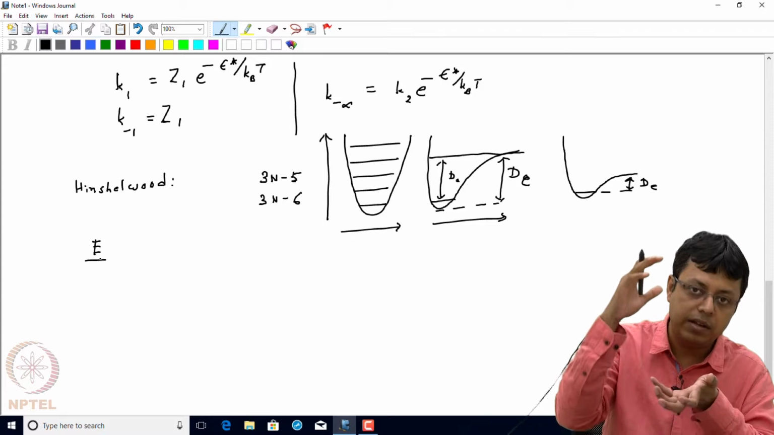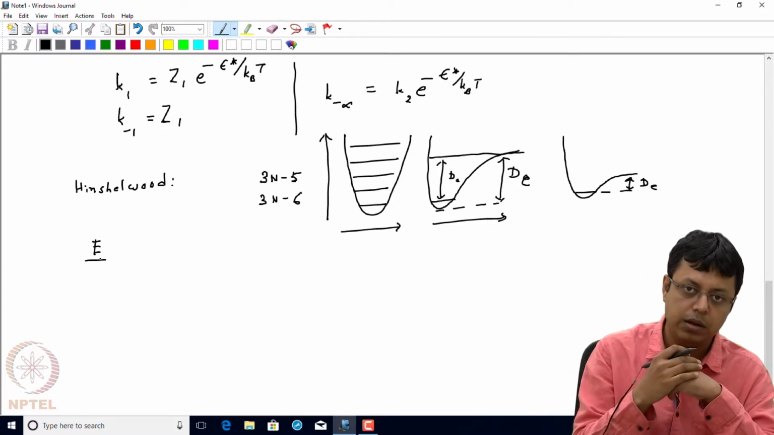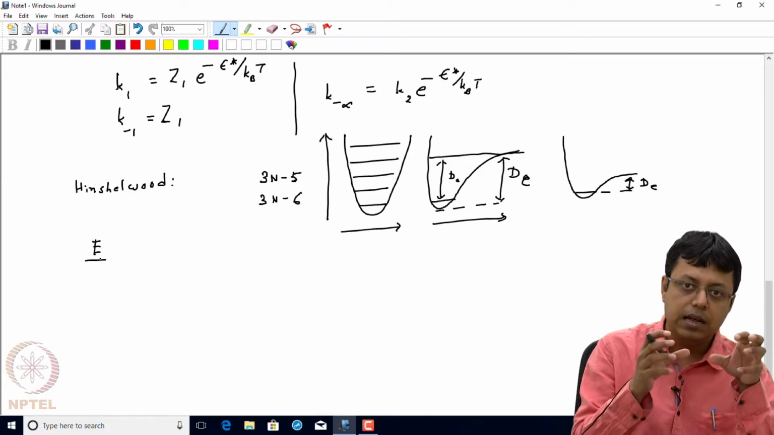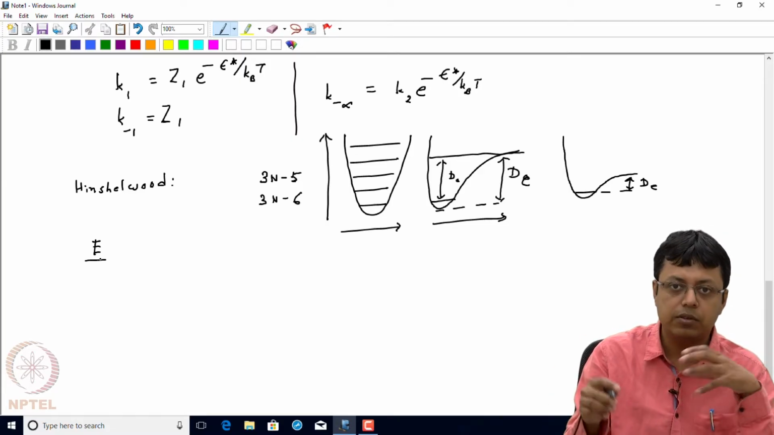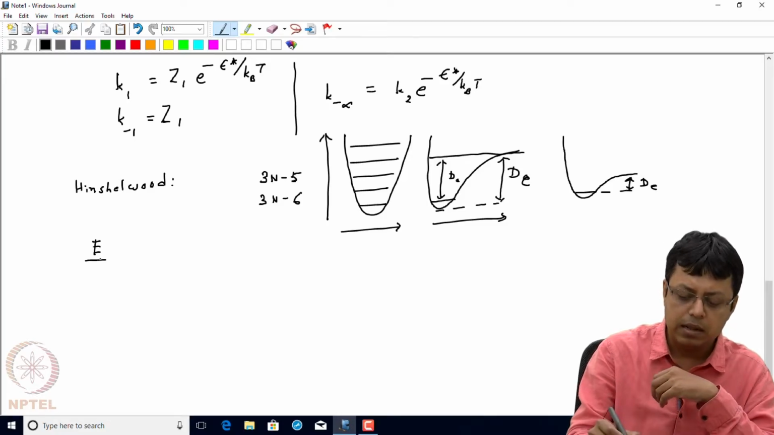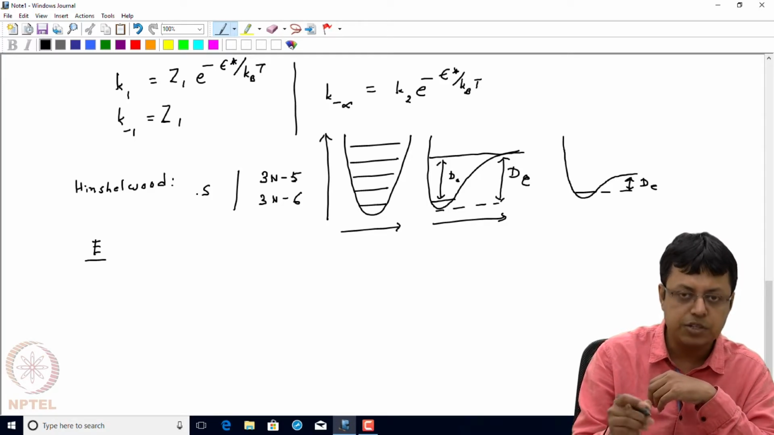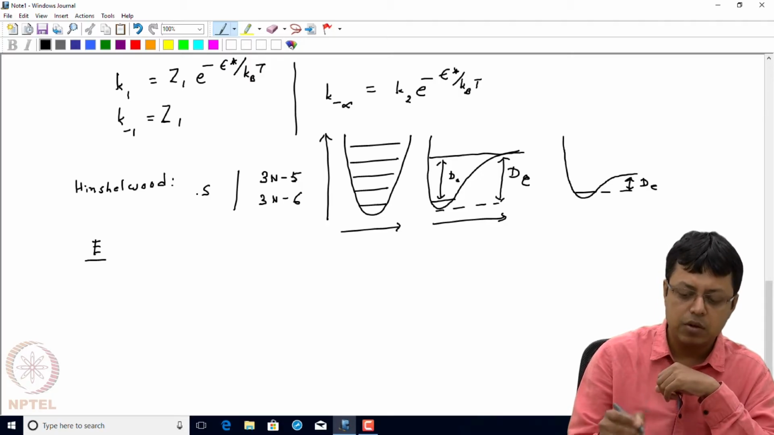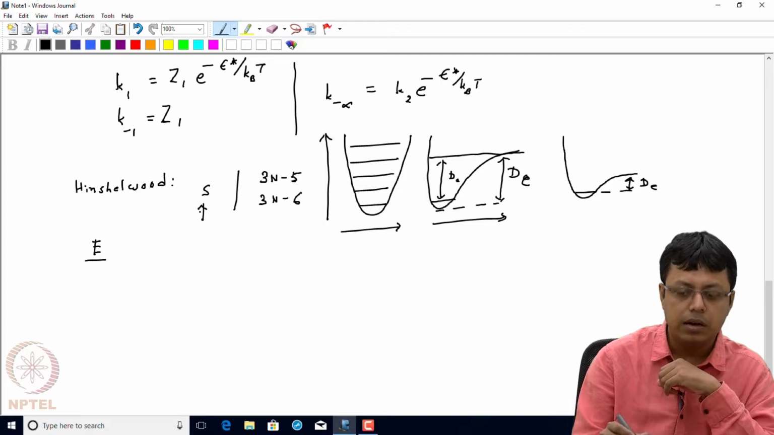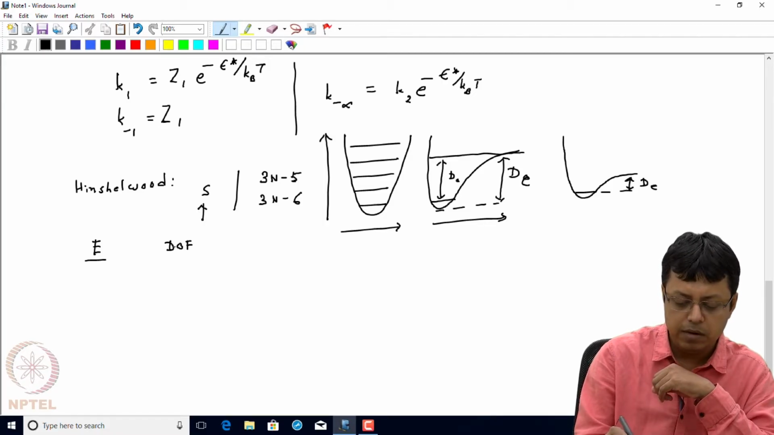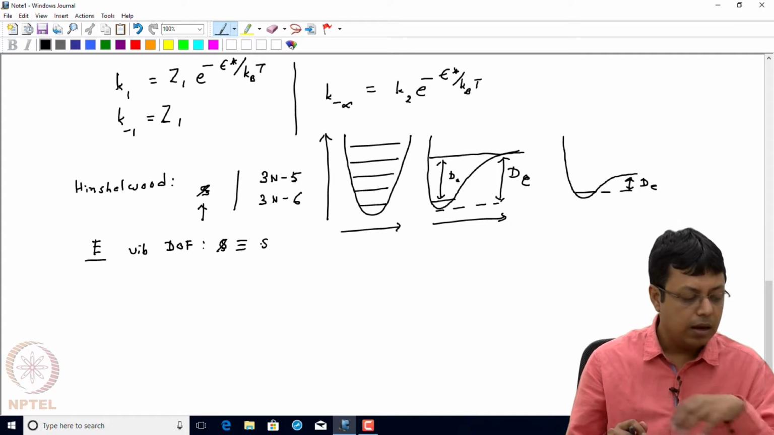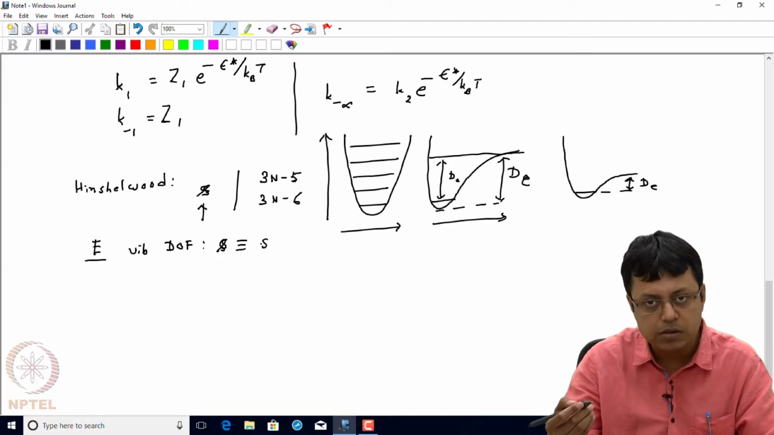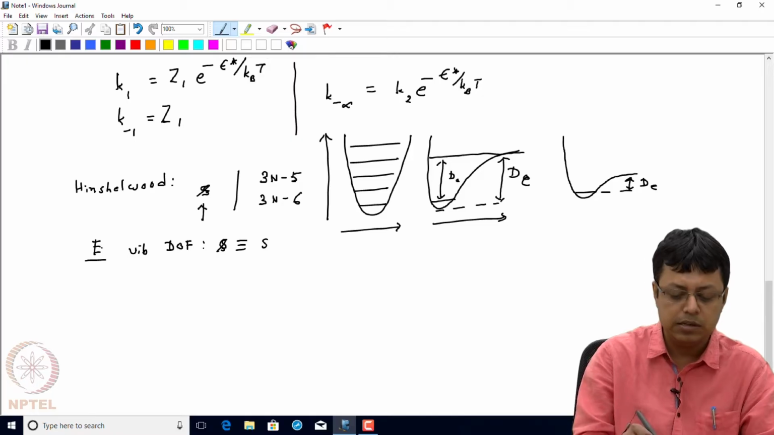So the question is, if I have a given amount of energy in the molecule, how is this energy partitioned among all these 3n-5 or 3n-6 degrees of freedom? Let us call this number of vibrations S. So I have S vibrational degrees of freedom. It's actually a small s, not capital S.